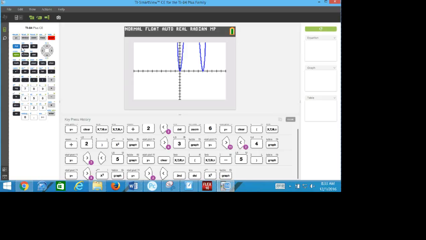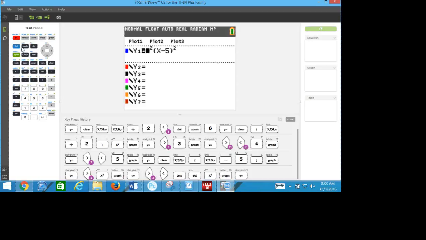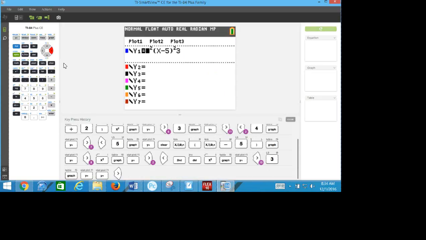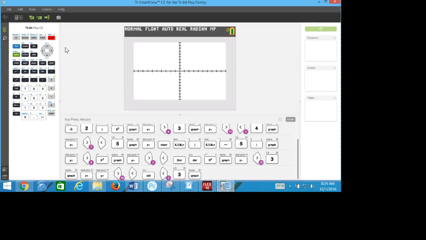So let's make the second one, x minus 5, to the 3rd power. Whoop, I did it wrong. Don't look at mine. I put the 3 in the wrong spot. Why is it facing down? Why is that quadratic part facing down now?